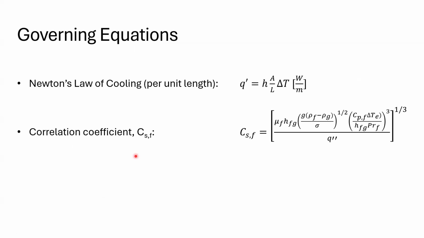To solve the problem, we'll also be looking at these two main governing equations. First, we have Newton's law of cooling per unit length, of course, and we'll be rearranging this equation to solve for the coefficient h here, which is asked for in the first part of the problem. And then we also have this equation for the correlation coefficient using all of the properties that I had just shown. And we can also incorporate the heat flux, which we can use the first equation here, Newton's law of cooling, for as well.